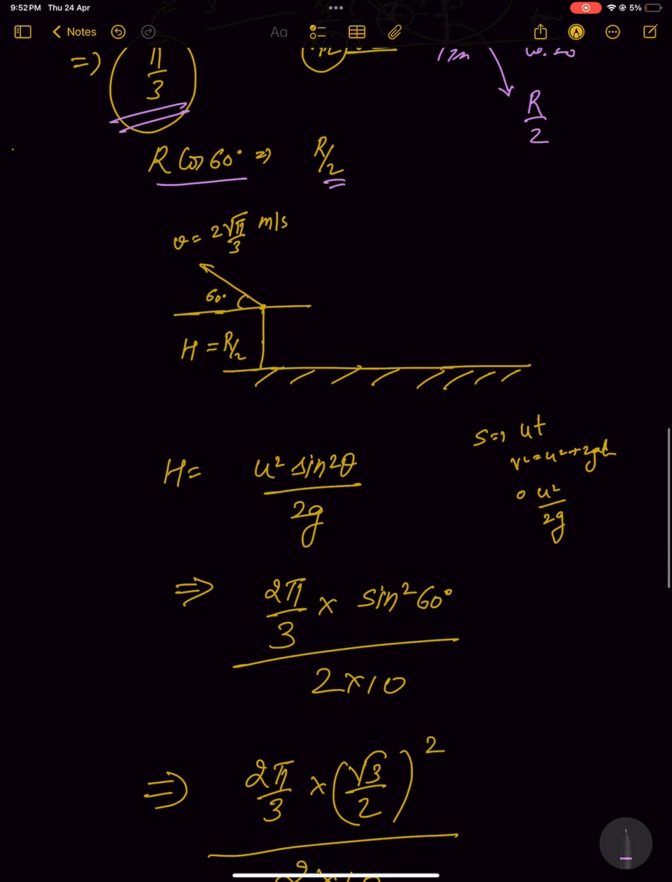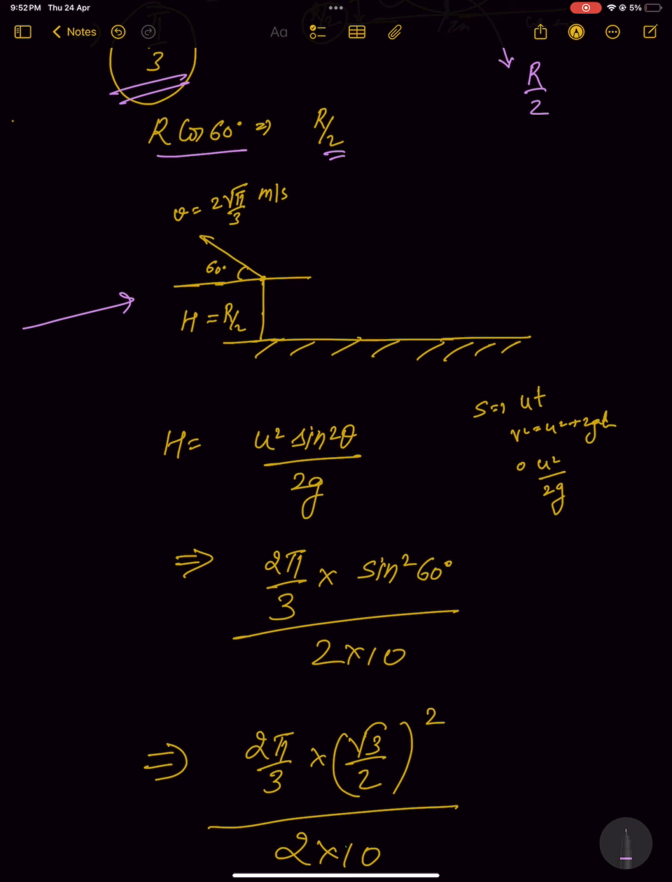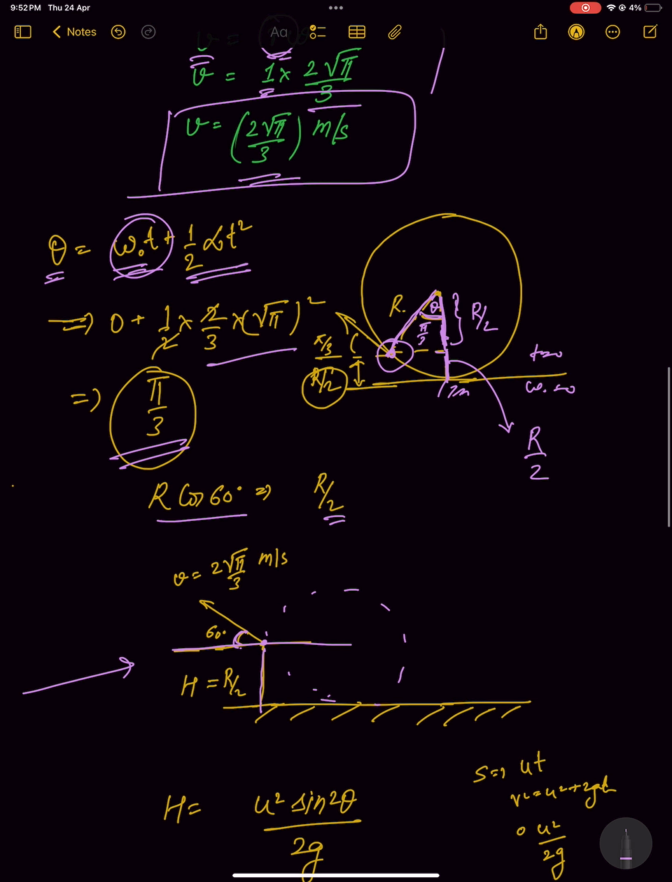Now come to this diagram. This is the circle, and this is r by 2. Considering this point and this is the plane, the stone is thrown at an angle of 60 degrees. How is this 60 degrees coming? You can see here, this is 60, this is 90, so basically this is the exterior angle. If this is 60, then it is the exterior angle.